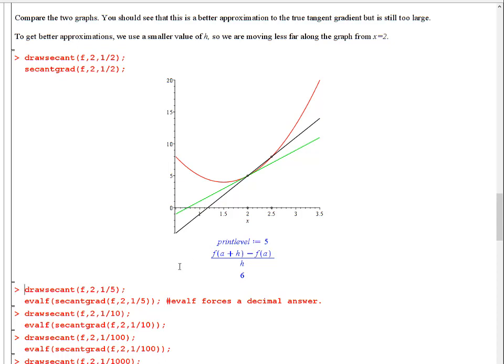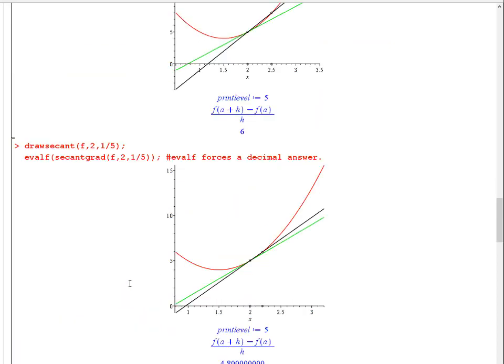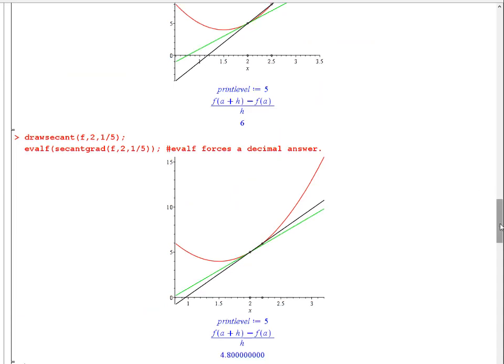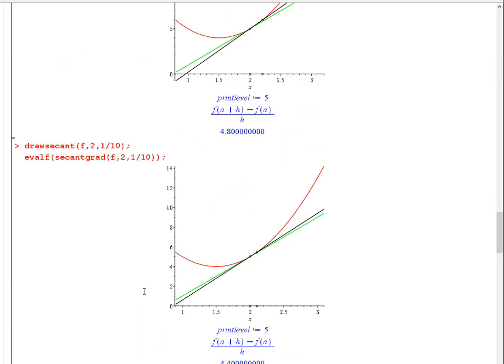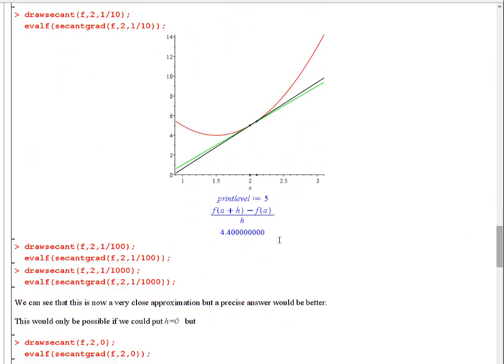But I can make it better. Instead of a half, I can go along to maybe just a fifth, a step of 0.2. So it's just going from 2 to 2.2. And then if I do that, if I subtract the value at 2 from the value at 2.2, divide by 0.2, I find the gradient is 4.8. So now I'm getting really close. But I can go further with the power of computers. Do a tenth, I'm getting 4.4.